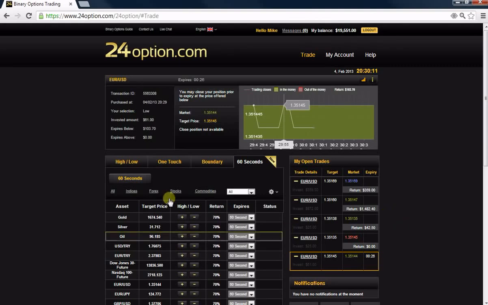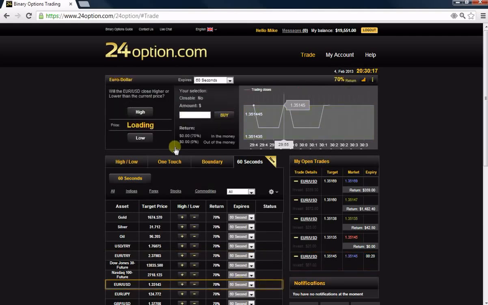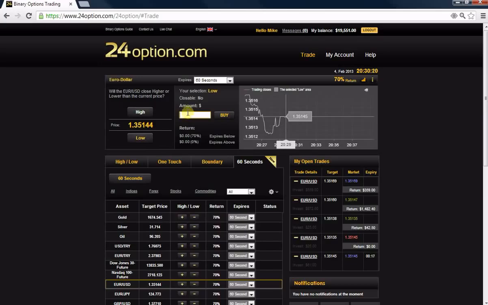So looks like this one's kind of hovering around. We're going to want to go to the Euro-US dollar again, hit low. Go with $25 again. Now it may tie. Regardless, okay, it looks like we're going to win this one. We're going to continue with $25. Okay, we won that $61, so we got our $17 here again. Our balance is $19,654.